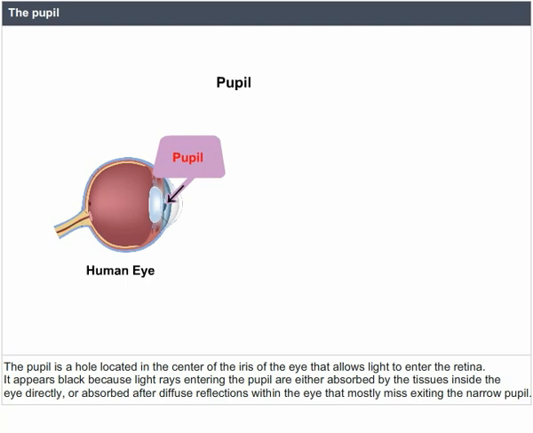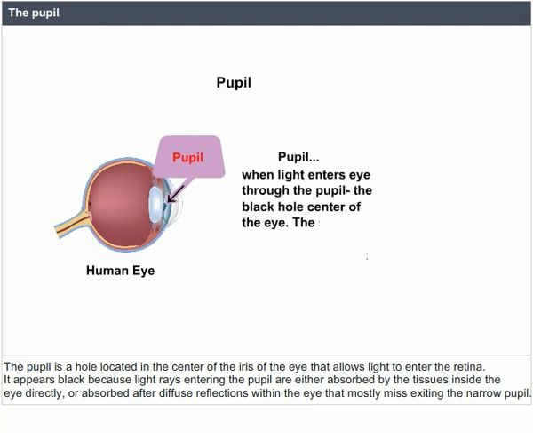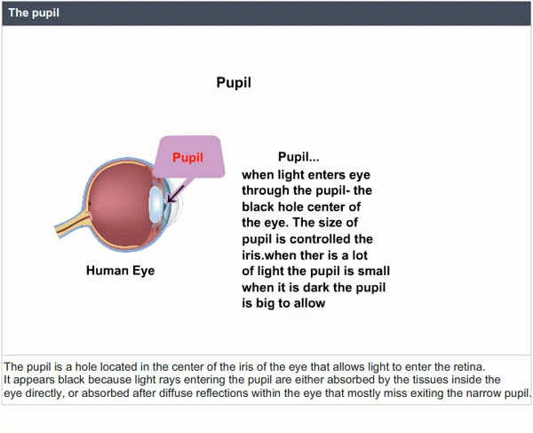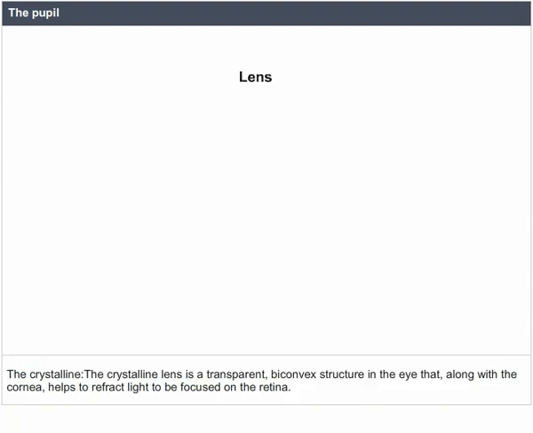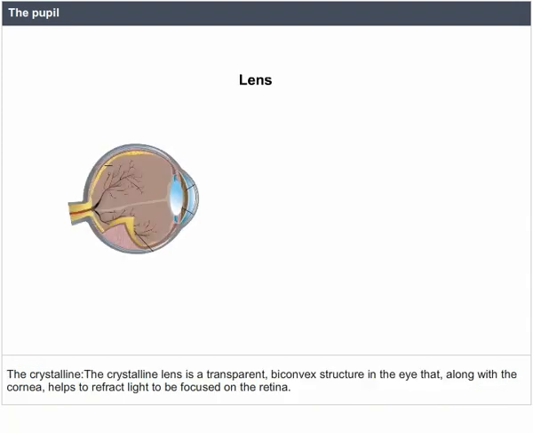It appears black because light rays entering the pupil are either absorbed by the tissues inside the eye directly or absorbed after diffuse reflections within the eye that mostly miss exiting the narrow pupil. The crystalline lens is a transparent, biconvex structure in the eye that, along with the cornea, helps to refract light to be focused in the retina.